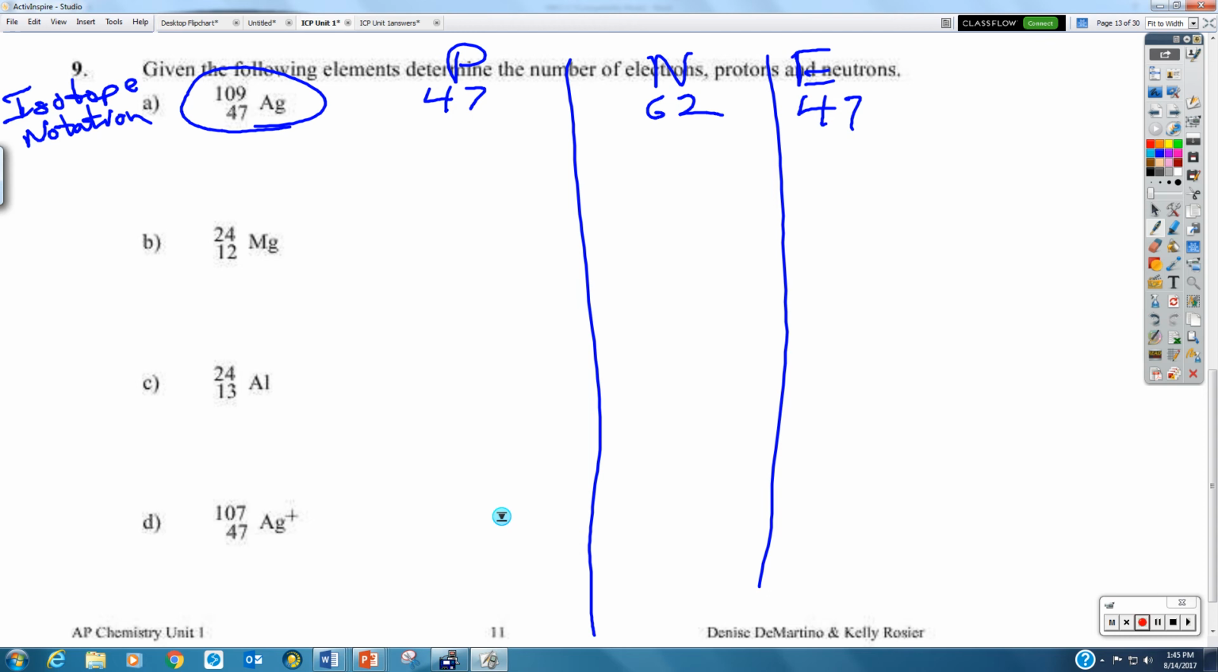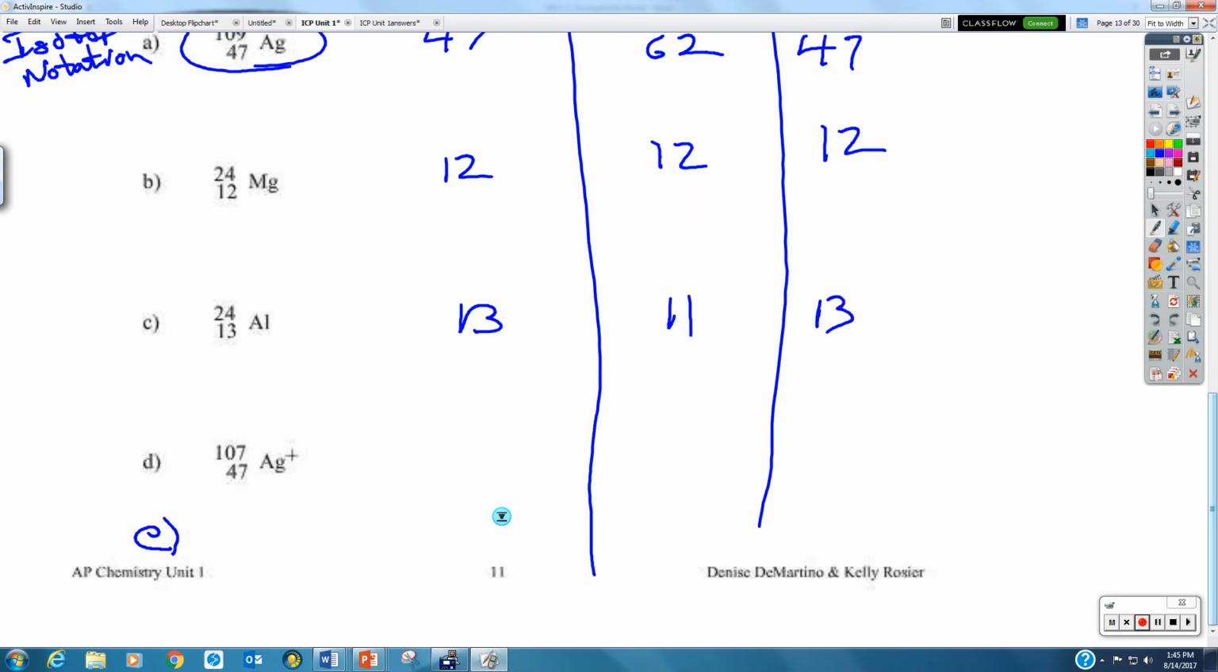All right, looking at this one, and we're going to add an E as well, but I'll tell you what that one is in a minute. How many protons? How many neutrons? How many electrons? 12. That one just worked out that they're all the same. Again, 24 minus 12 is 12. So for aluminum, protons, 13, neutrons, 11, and electrons, 13. All right, let me scroll down a little bit further.